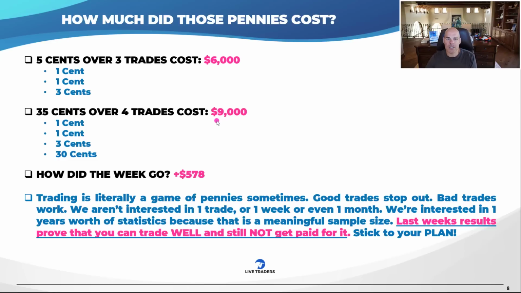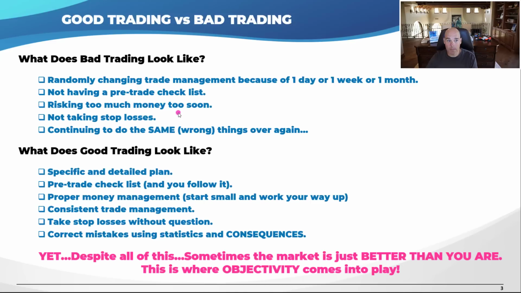Now, why am I mentioning this to you? Because I'm going to go back here for a second, and I'm going to show you this from earlier. Do you remember randomly changing trade management because of 1 day or 1 week or 1 month? This is what new traders do. This is what bad trading looks like. They have 1 week where the market screwed you 3 or 4 times by a couple pennies, and you're like, well, I'm not going to let that happen again. So then you change something. Well, if it's 3 months, that's different. But 1 week?